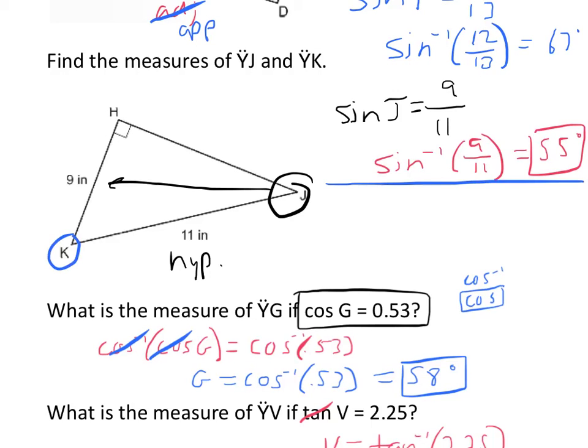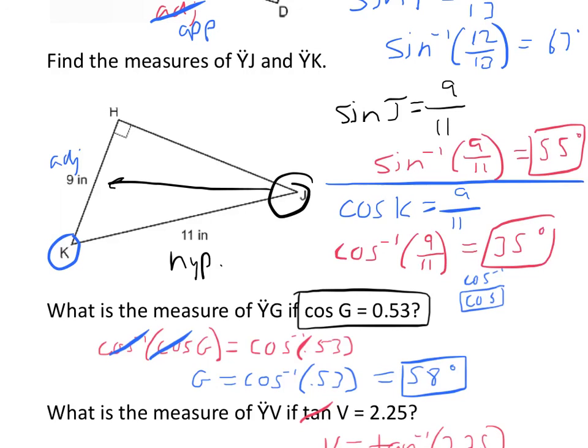We're looking from K. So again, K would give us adjacent and hypotenuse. So adjacent and hypotenuse is cosine. Adjacent over hypotenuse. So to solve this one, we would do cosine inverse of the fraction 9/11. And that would give us about 35 degrees. And this ends lesson 7.3, video 4.